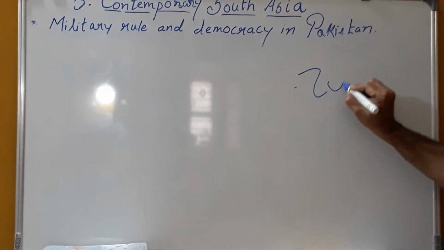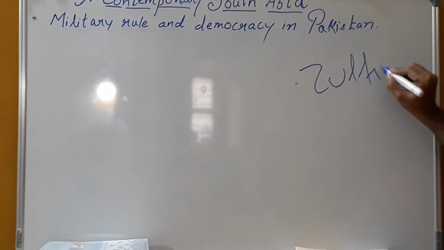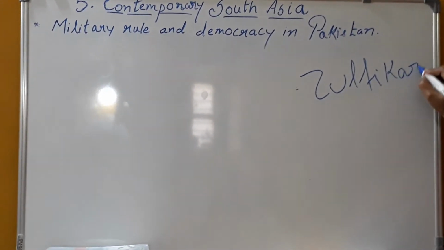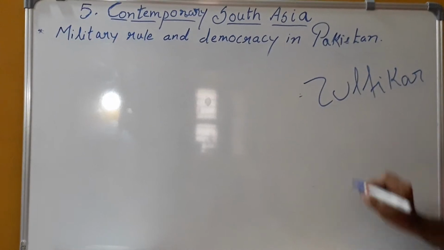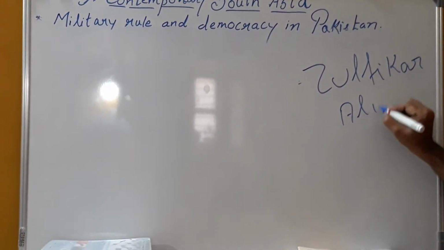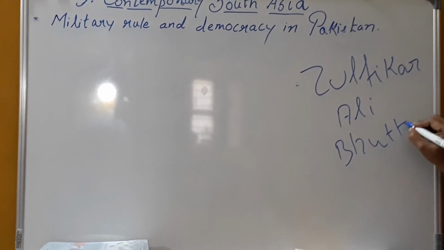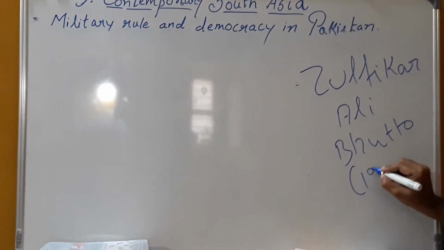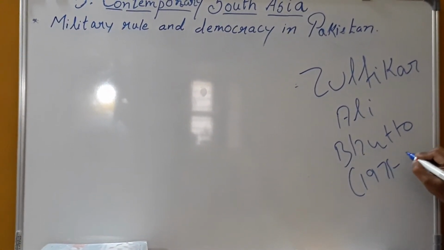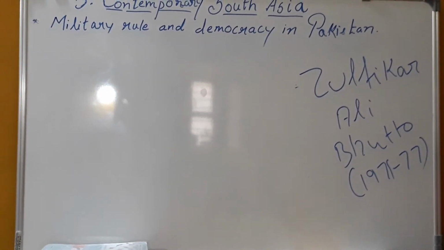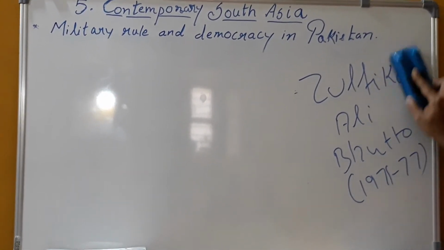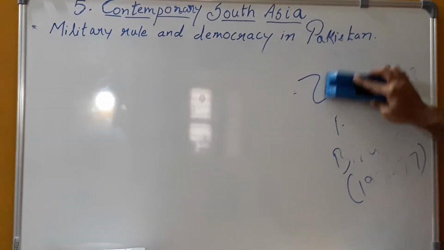So then an elected government came, definitely there were elections, and Zulfikar Ali Bhutto was elected as the Prime Minister of Pakistan, and he remained in power from 1971 to 1977. And he was removed by General Ziaul Haq in 1977.